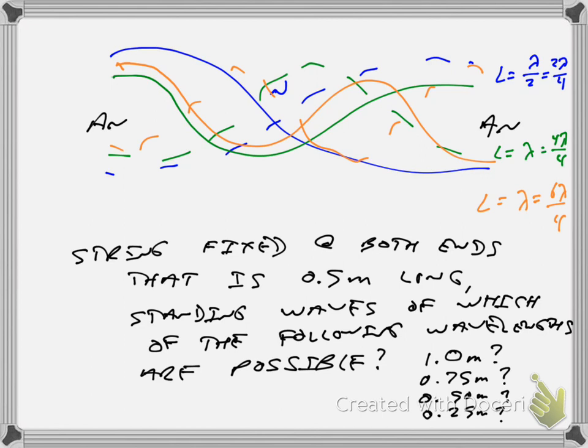And then here's just an example of a type of question I might ask. I might ask if there's a string fixed at both ends and the string is 1/2 meter long, standing waves of which of the following wavelengths are possible: 1 meter, 0.75 meters, 0.5 meters, and 0.25 meters.